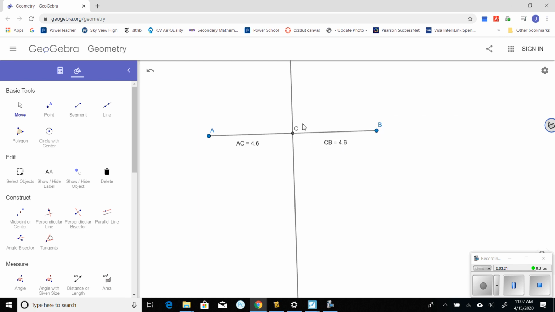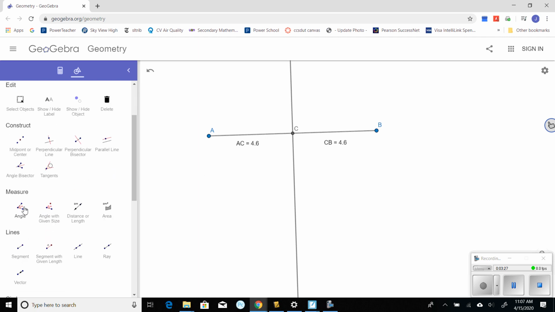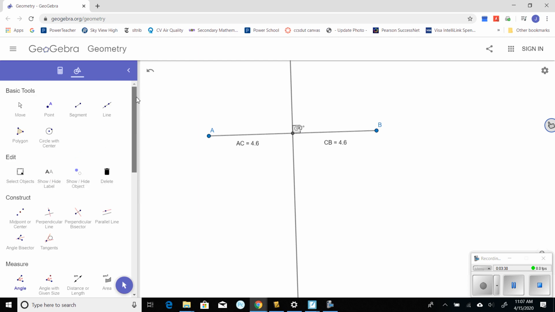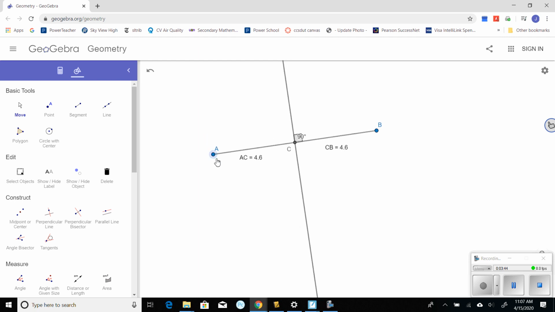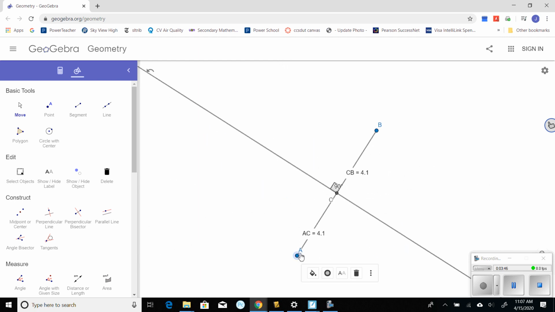We could also measure this angle right here. If it's perpendicular, that should be 90. So down here in the measure menu, there's measure and angle. And it says select 3 points or 2 lines. I'm just going to select that line, and that point C's in the way. Let me slide that up here. But what you should see is that it's also a 90-degree angle. Now you can take these points and drag them around, right? It doesn't matter where I put it. It should still bisect it, 4.1 and 4.1, and it should still form a 90-degree angle.